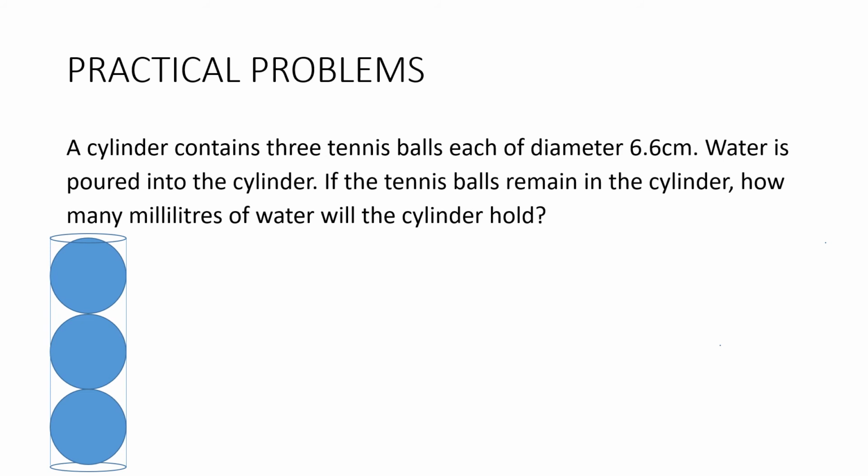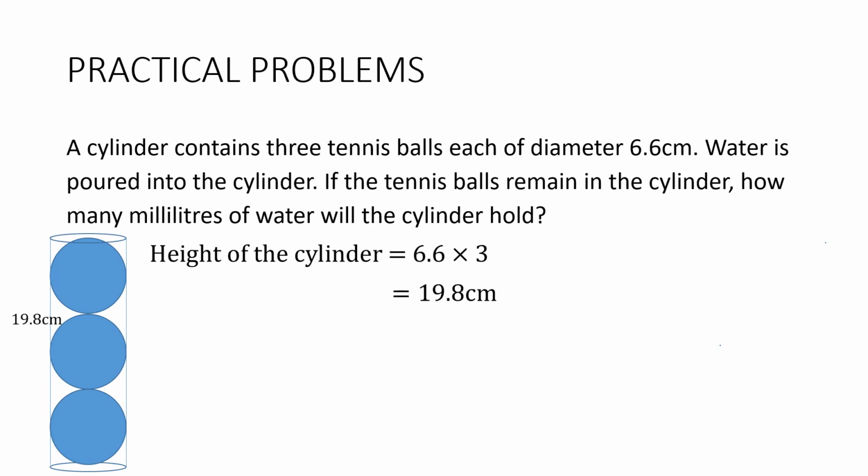Okay, so we've got a couple of things to do here. We want to work out the volume of the cylinder and then subtract the volume of the spheres. Then we're going to have to do a conversion between centimeters cubed and milliliters. Okay, so let's start with how tall is this cylinder. So we're told that the tennis balls have a diameter of 6.6 centimeters, so the total height is going to be 3 lots of 6.6 centimeters, which is 19.8 centimeters.